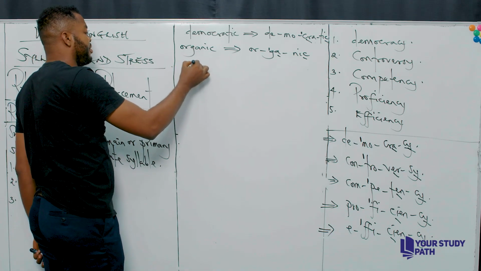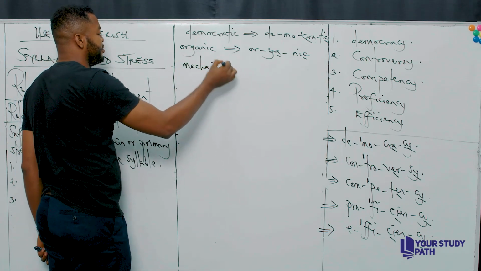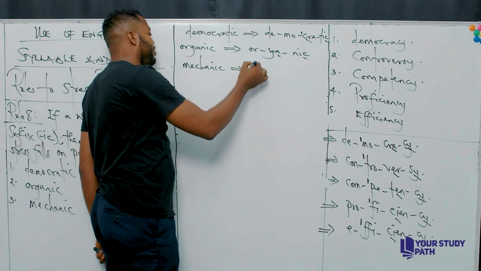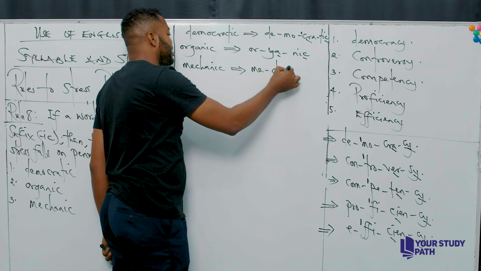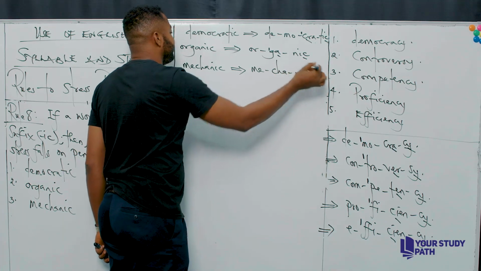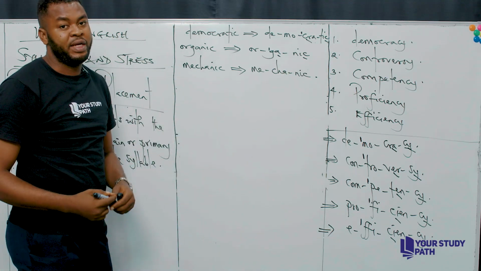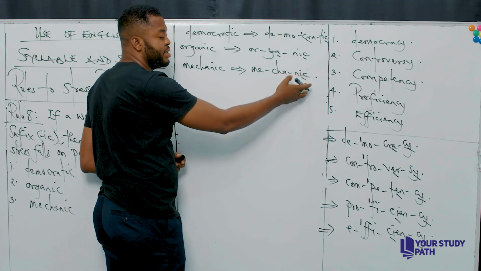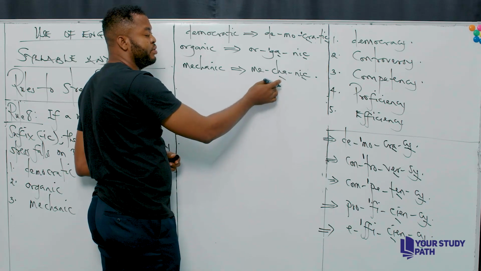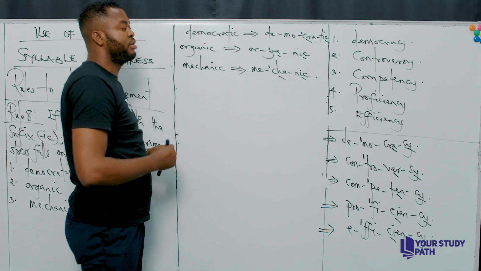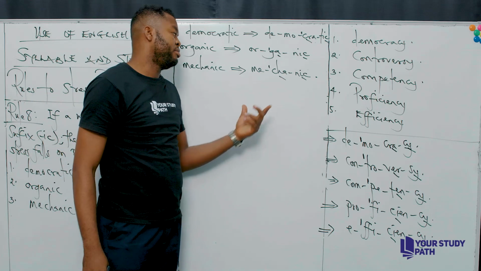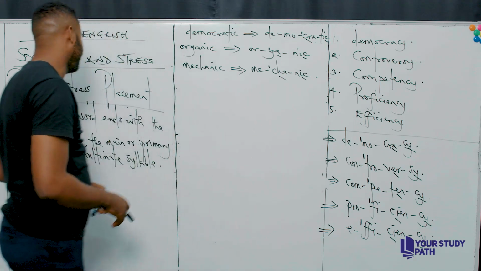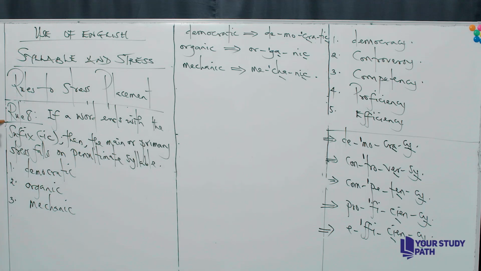So you have mechanic. In mechanic, you have the syllabic division M-E-C-H-A-N-I-C. So in mechanic, here you have the last syllable, N-I-C. Here's the second to the last syllable. So you have the stress placement on the C-H-A. So that's rule number 8.